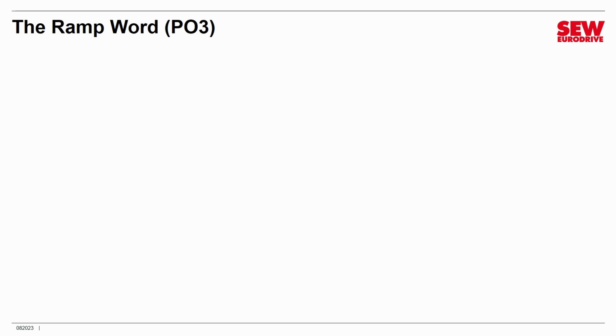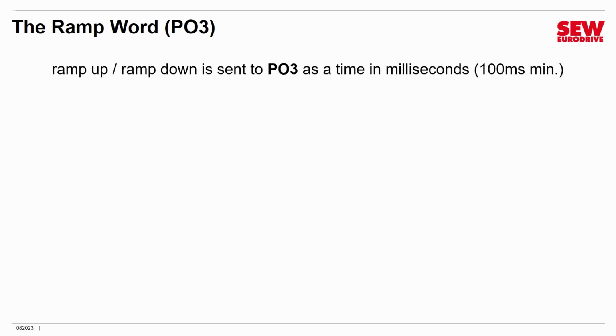The last word is the ramp word. This sets how you accelerate and decelerate. So if you're going to send a ramp up or ramp down value, you send it in P03 as a time in milliseconds. And the shortest value you're allowed to send is 100 milliseconds. So for example, if you want to set the ramp to 3.5 seconds, 3.5 seconds is 3,500 milliseconds. Just plug that into the Windows calculator, convert to hexadecimal, it is 0DAC. And that is the value which will give you a 3.5 second up or down ramp.